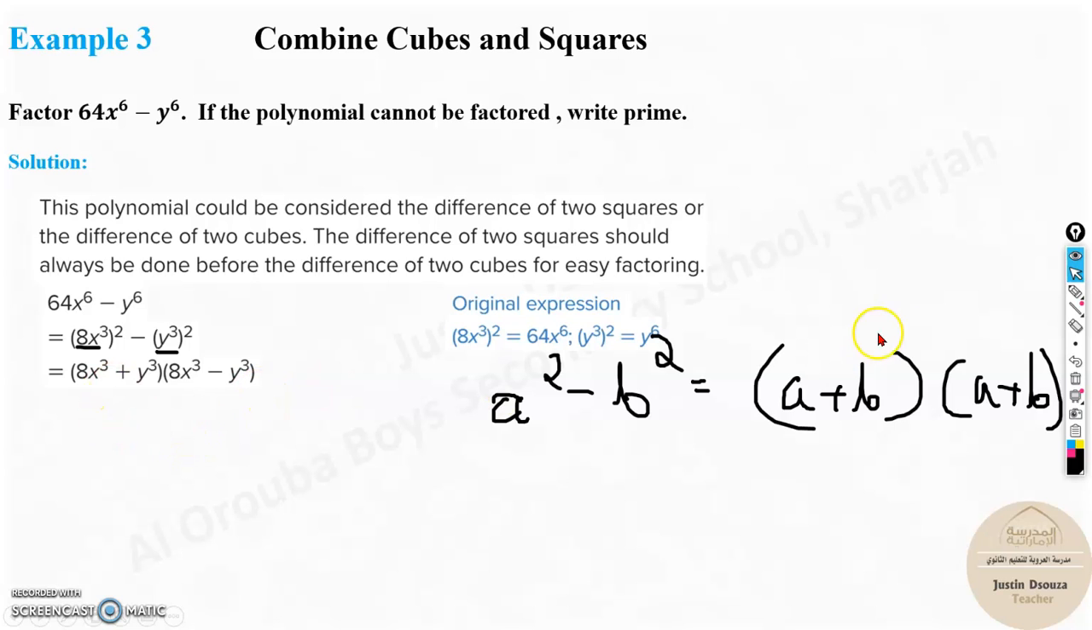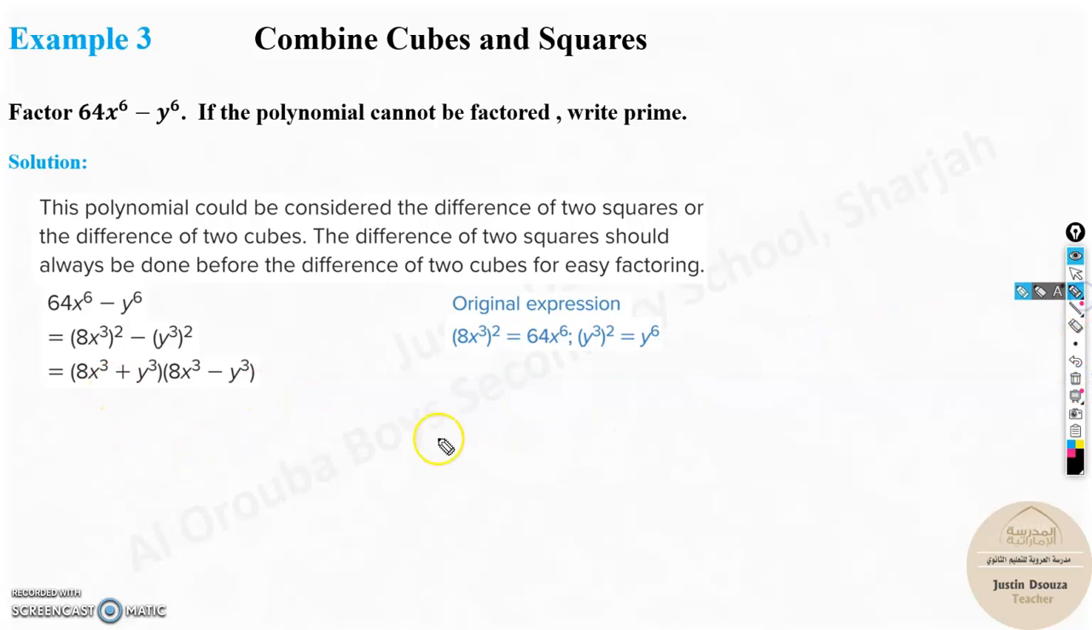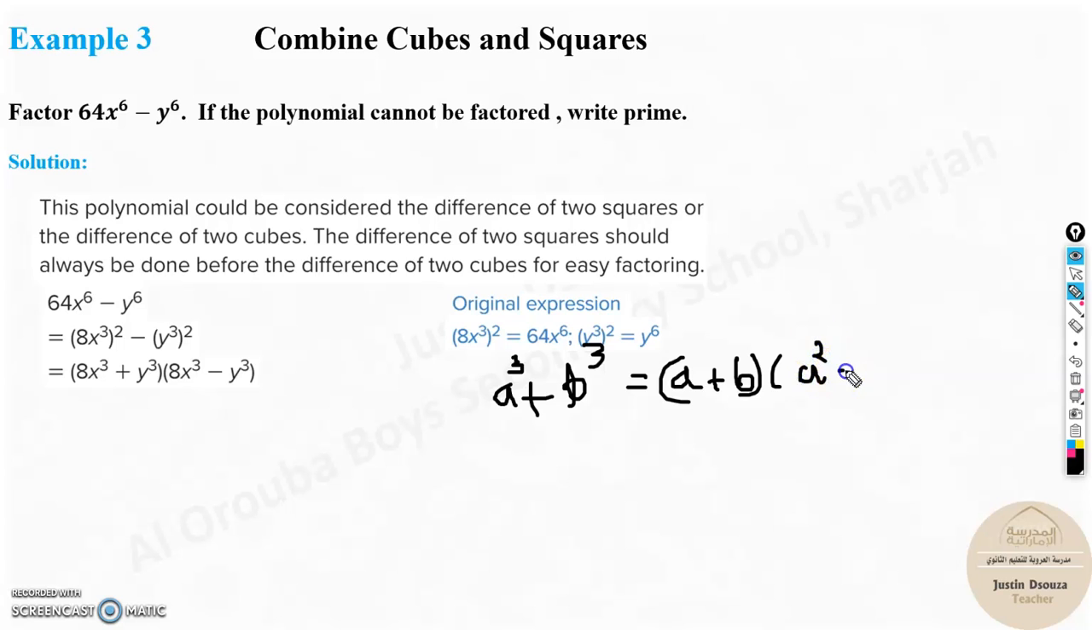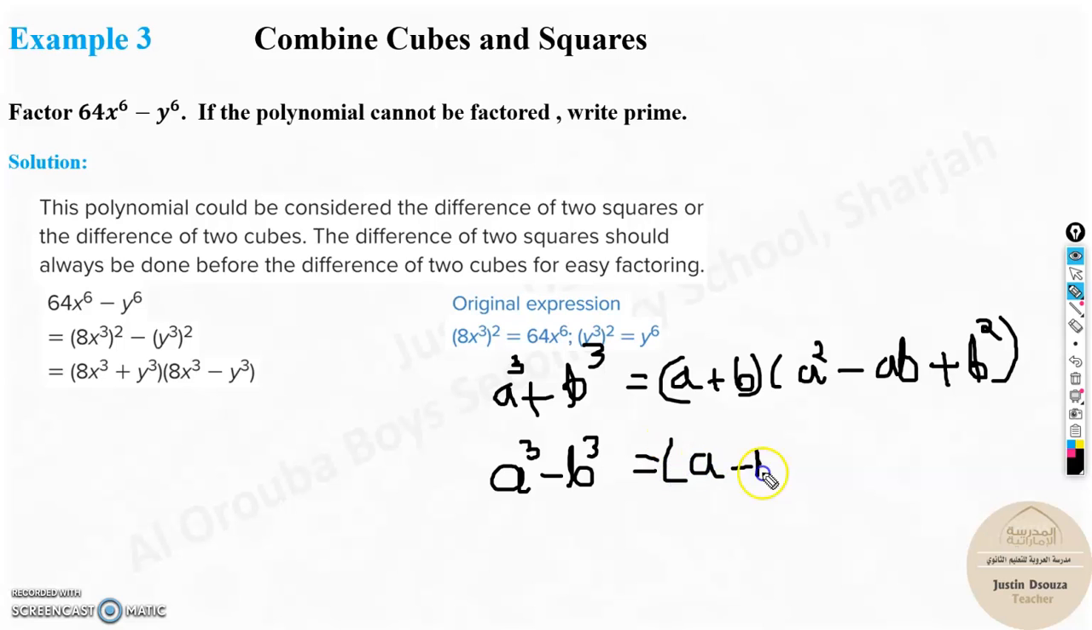Now when you look at this, you know this is in terms of which formula? The sum and difference of cubes. a cube plus b cube, that is a plus b times a square minus ab plus b square. And then what do we have? We have a cube minus b cube, that is a minus b times a square plus ab plus b square. So this is what happened now. You have to apply both of these again.